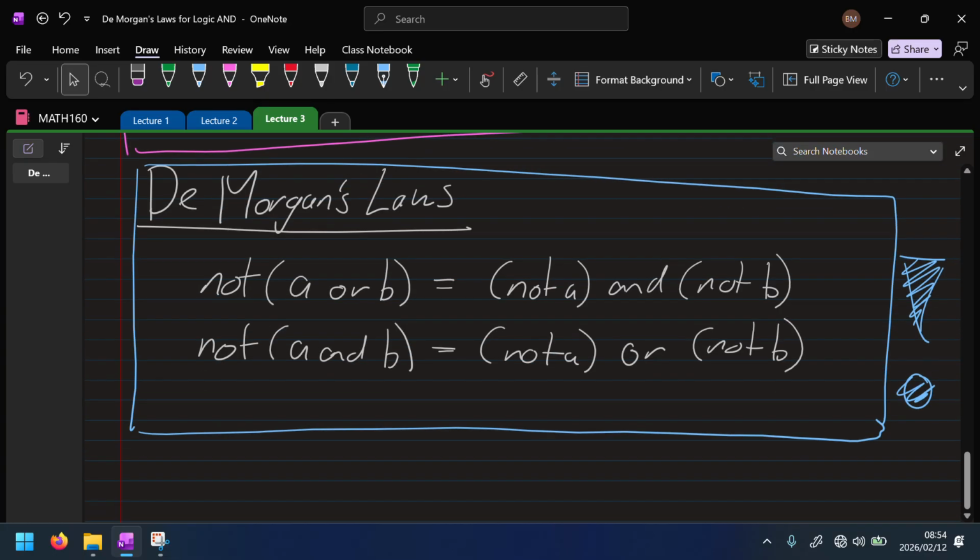And again, there's a little bit of distribution going on. So this "or" on the left here, after distributing the not inside, it becomes an "and". And then the same thing for the other one. So the not being distributed onto the "and" becomes an "or". Okay, is that all right?